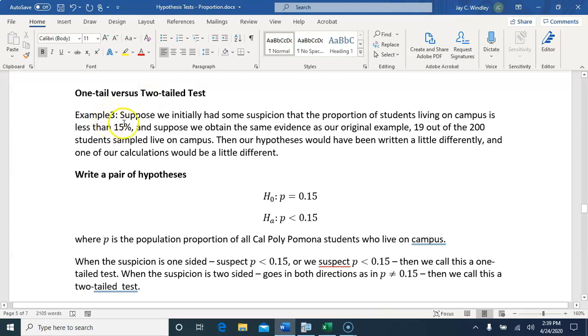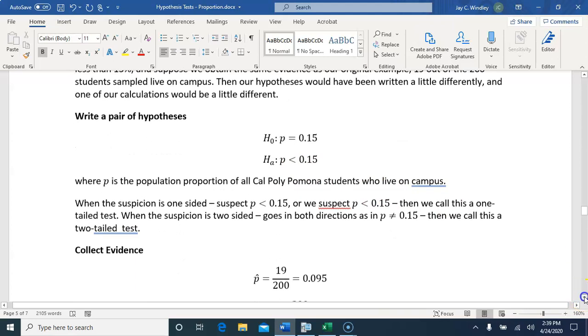So now look at this example. Suppose we initially had some suspicion that the proportion of students living on campus is less than 15%. And suppose the sample we gathered was the same, 19 out of 200. Now notice that our alternative hypothesis is p less than 15%. We're trying to see if we have evidence that p is less than 15% based on the suspicion going in.